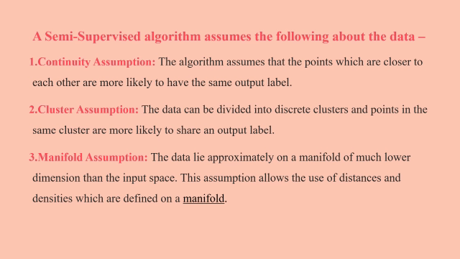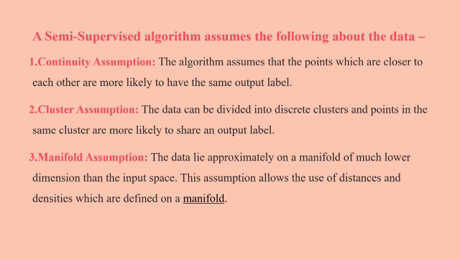Next are the assumptions of semi-supervised learning algorithms about the data. In order to make any use of unlabeled data, some relationship to the underlying distribution of data must exist. Semi-supervised learning algorithms make use of at least one of the following assumptions. The first assumption is the continuity assumption. The algorithm assumes that the points which are closer to each other are more likely to have the same output label. The second assumption is the cluster assumption.